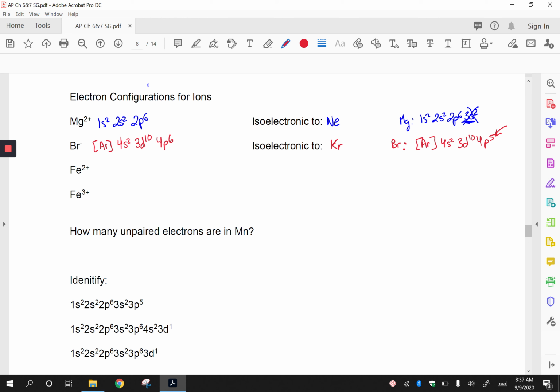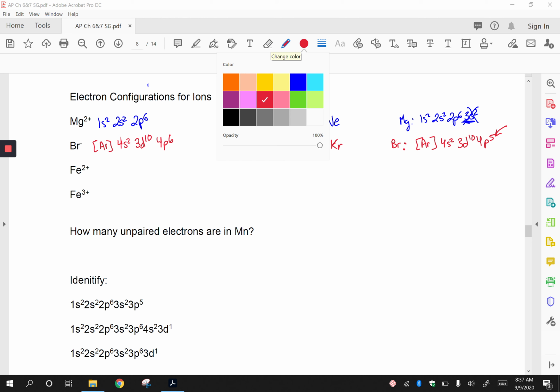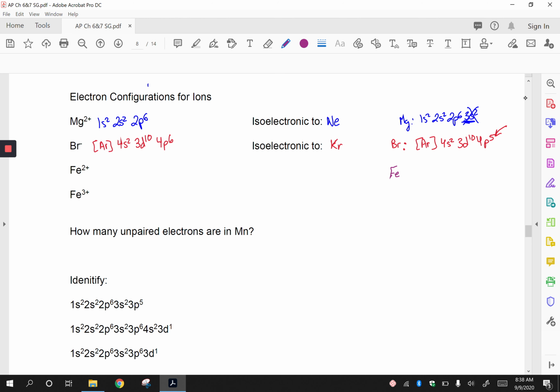Okay, let's look at Fe2+. So I'm going to do neutral Fe. And for neutral Fe, I'm going to use the noble gas shortcut argon. And then I have 4s2 and then 3d, 1 2 3 4 5 6. Okay. Now this is telling us that we lost 2 electrons. Which electrons do we lose or gain? The valence electrons, right? Which electrons here are the valence electrons? These are. So those are the 2 electrons that I'm going to lose. So this is actually argon 3d6.